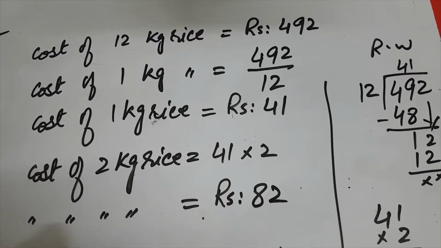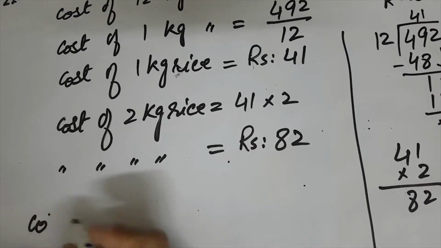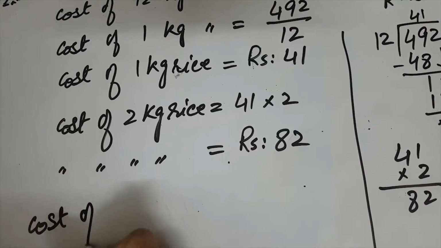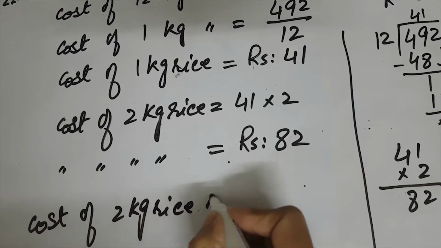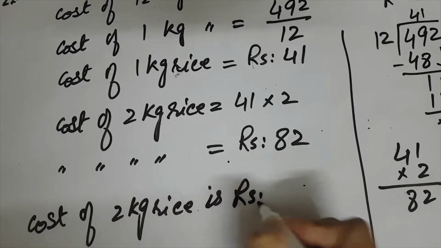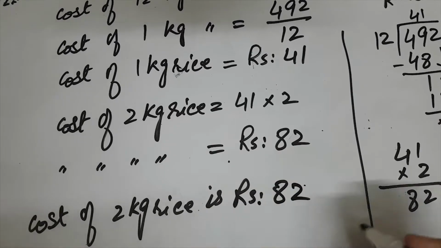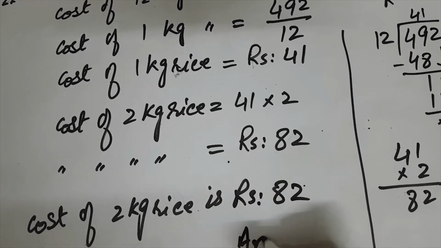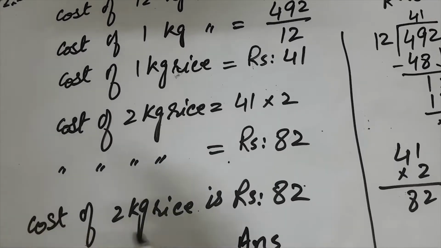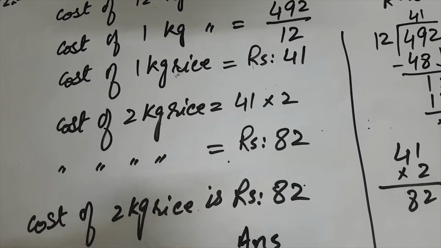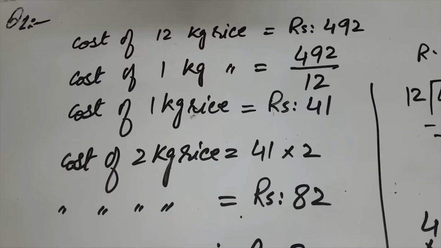So write down the equation. Cost of 2 kg rice is rupees 82. This is the answer. You must give the answer in the form of a sentence, because this is a problem sum. You have to solve it and give the answer properly by showing it with a sentence.